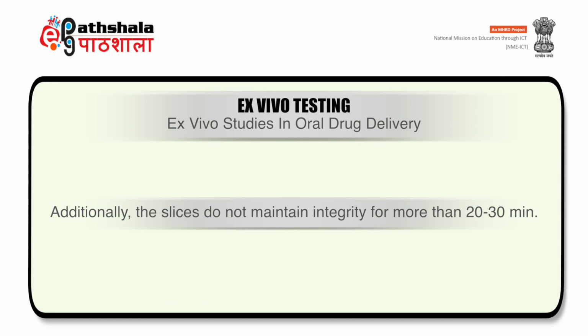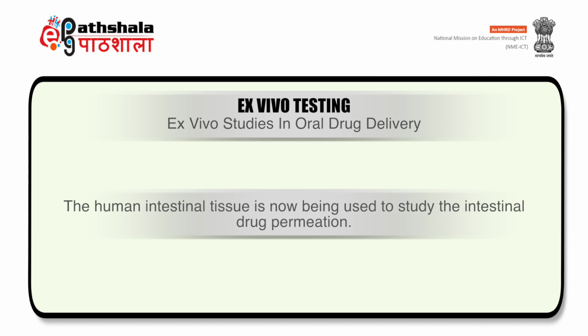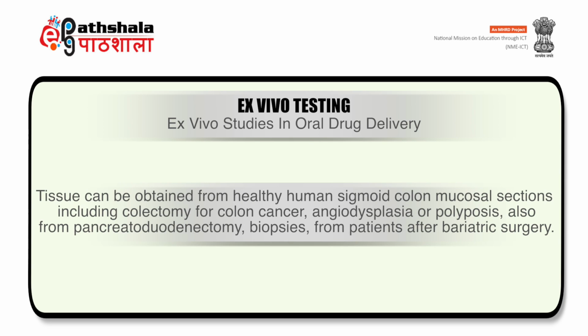Additionally, the slices do not maintain integrity for more than 20 to 30 minutes. Human intestinal tissue is now being used to study intestinal drug permeation. Tissue can be obtained from healthy human sigmoid colon mucosal sections, including from colectomy for colon cancer, angiodysplasia or polyposis, and also from biopsies from patients after bariatric surgery.